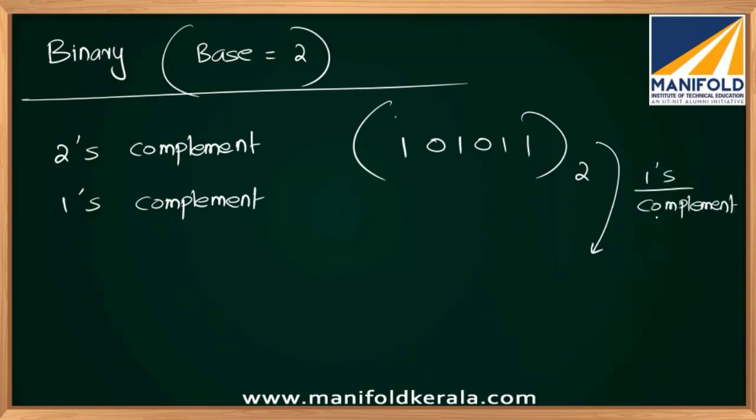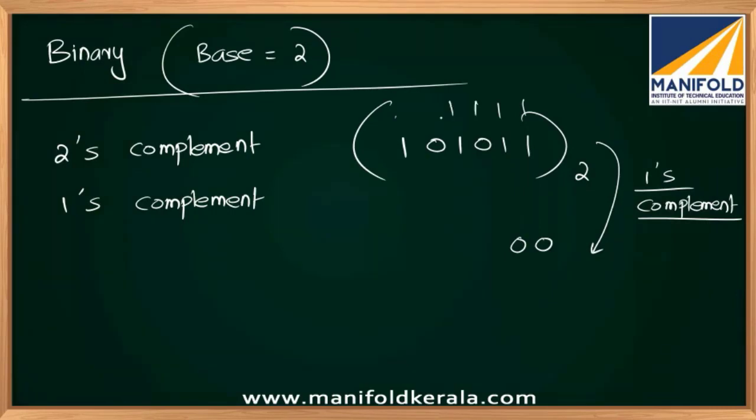If you want to get the 1's complement, it is very easy. We have seen it with the 9's complement. What you need to do is take every individual bit and take the complement of it. You will get the 1's complement of the entire number. What is the complement of 1? The complement of 1 is 0. That basically you are subtracting from what?